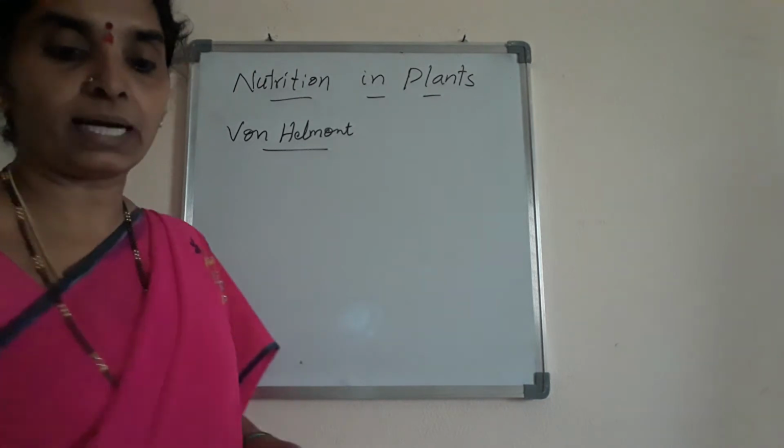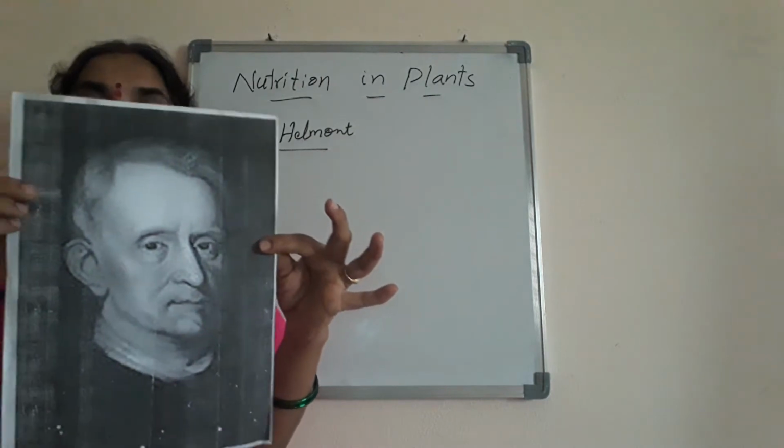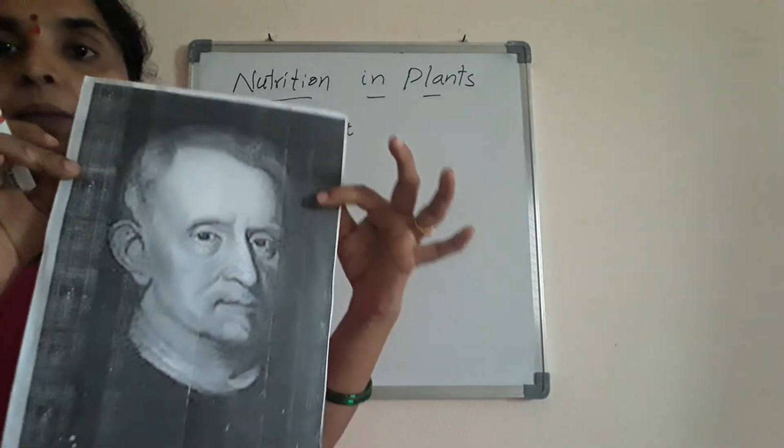See this, identify this picture, children. He is the Belgian scientist Jan Baptista van Helmont.